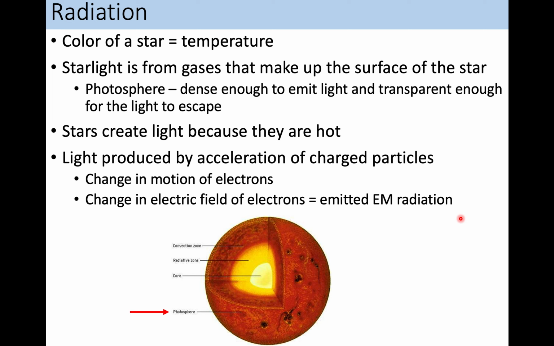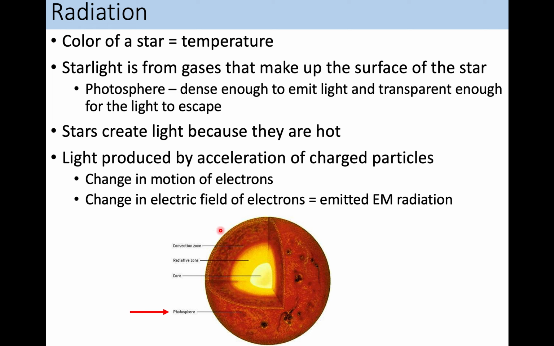So when we're talking about stars, the color of a star is indicative of its temperature. The color of a star can tell us a lot about the temperature of that star. Starlight, the light that we see from a star, is from the gases that make up the surface of the star. The photosphere is the surface of the star, the outermost layer.